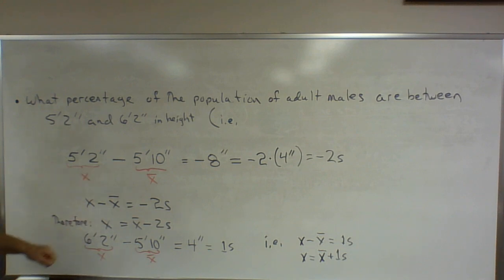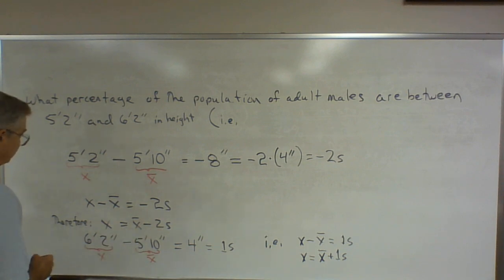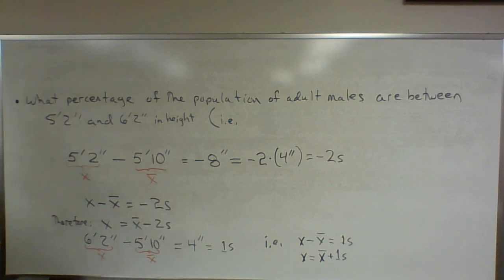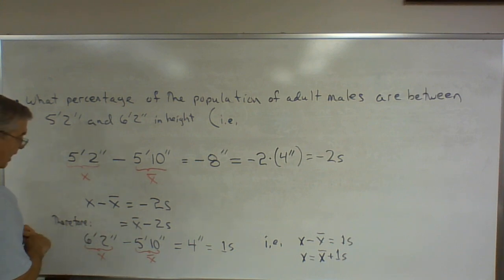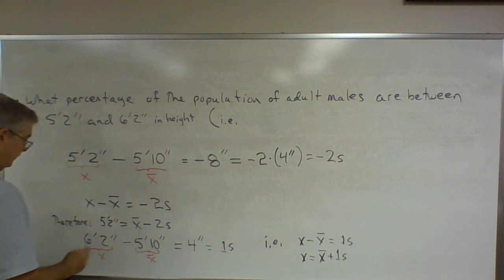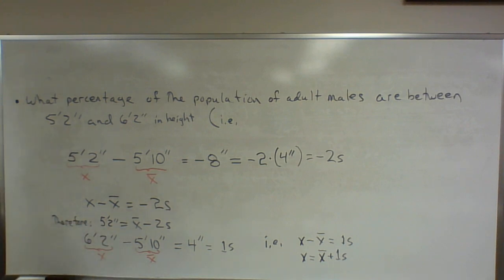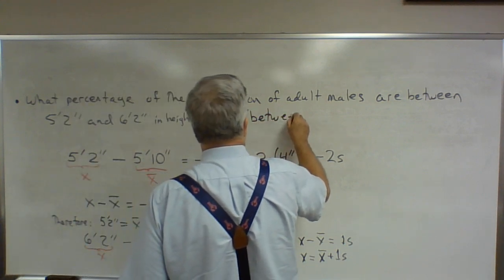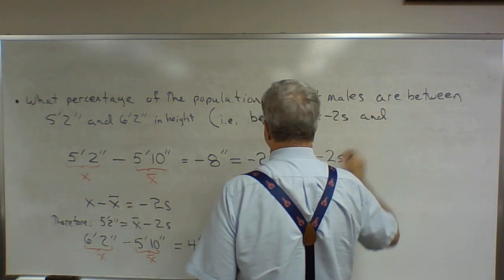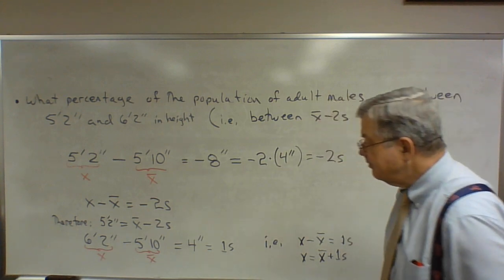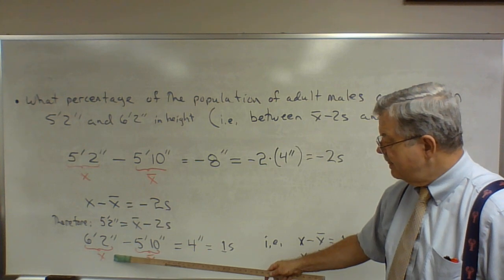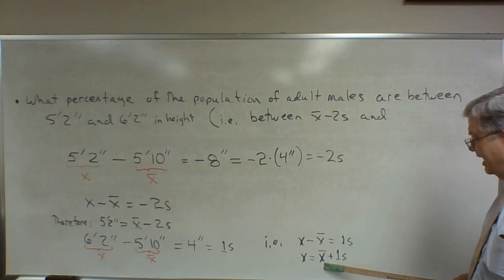5'2" is equal to x bar minus 2s. And you know what? Since I'm using x as 5'2" here, bear with me. I have x minus x bar equals negative 2s. So x equals x bar minus 2s. And here, our x is 5'2". 5'2" is x bar minus 2s. Down here, my x is 6'2", and I have my x 6'2" equals x bar plus 1s.